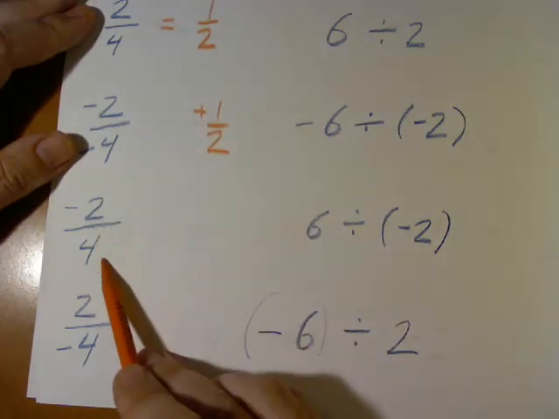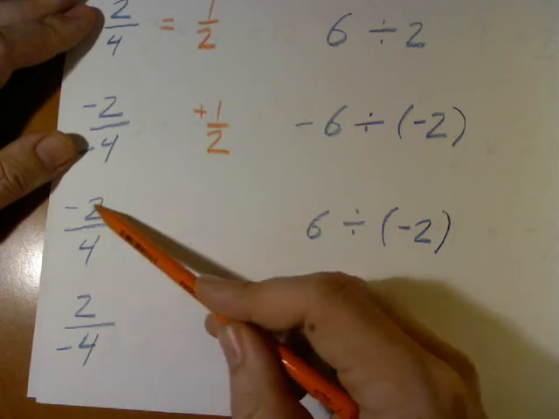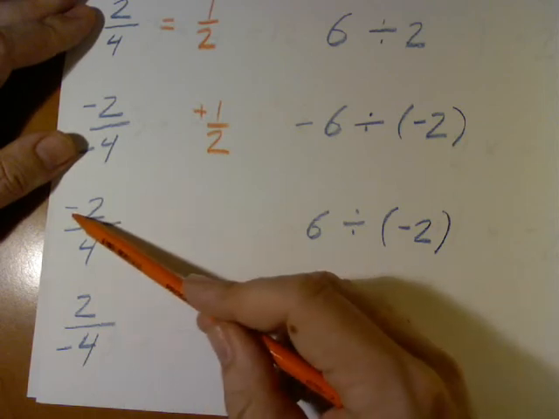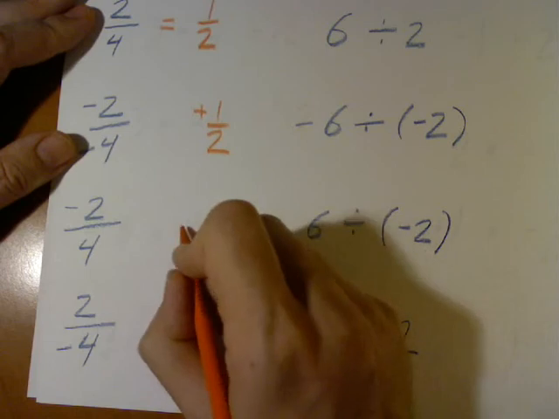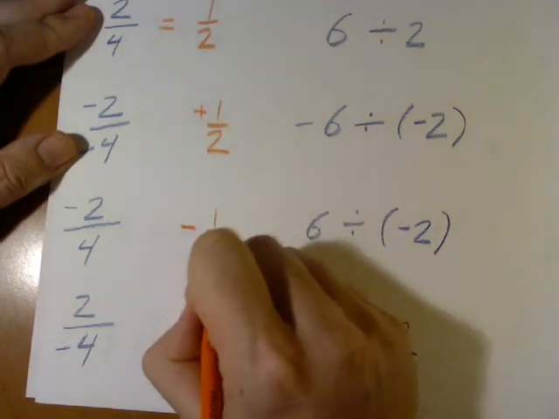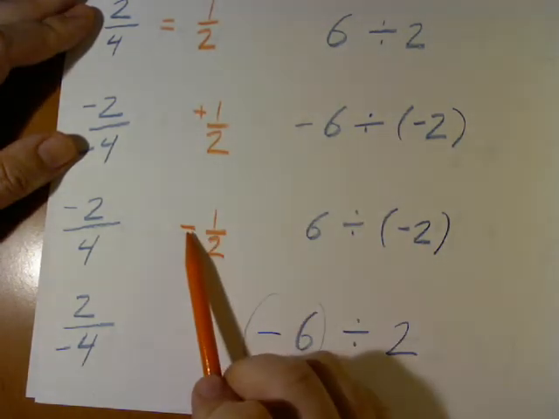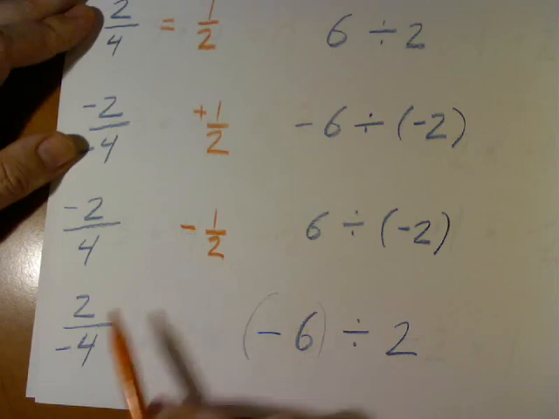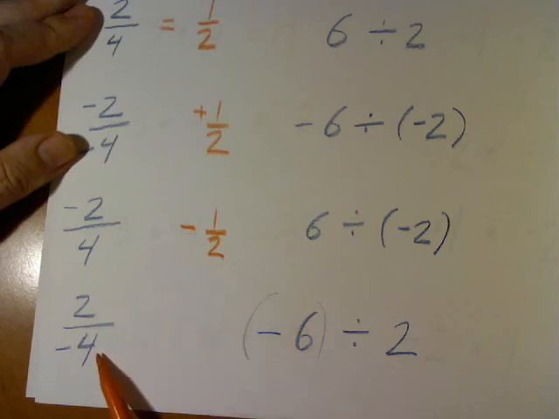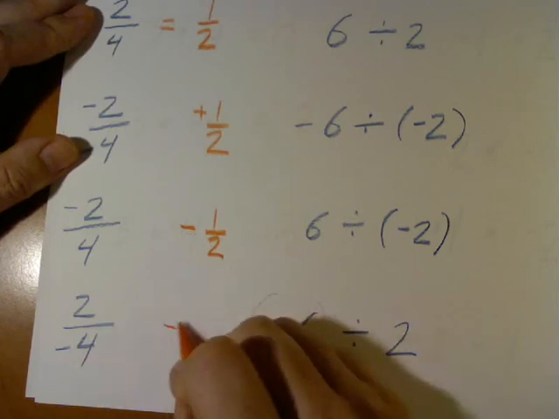Negative 2 over positive 4. Oh, there's only one negative. Does that mean it's positive or it's negative? It means it is negative. Now, if it's negative, we always put the minus sign there. Likewise, 2 over negative 4. Same thing. Negative.